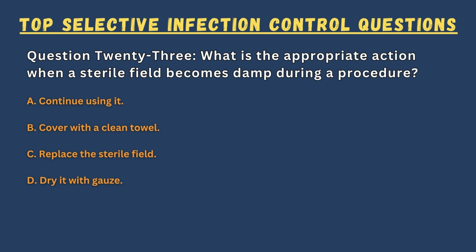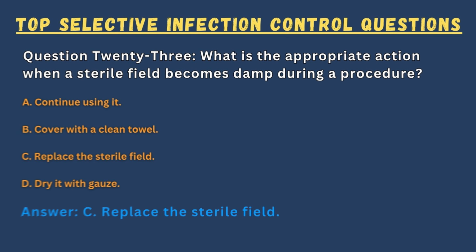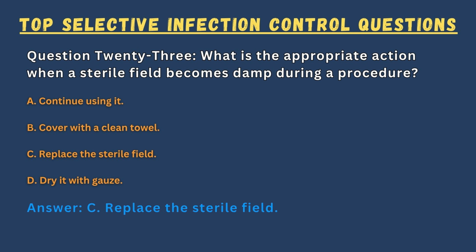Question 23. What is the appropriate action when a sterile field becomes damp during a procedure? A. Continue using it. B. Cover with a clean towel. C. Replace the sterile field. D. Dry it with gauze. Answer. C. Replace the sterile field.